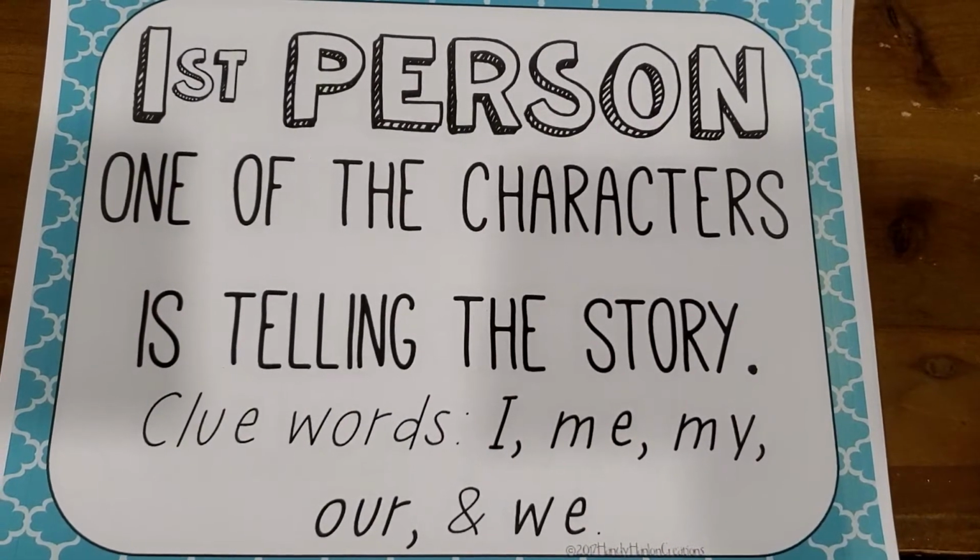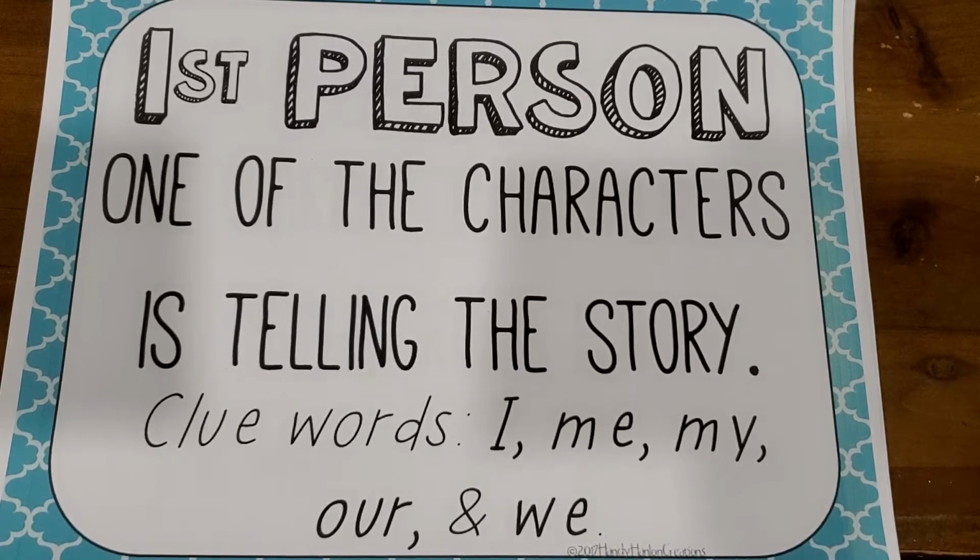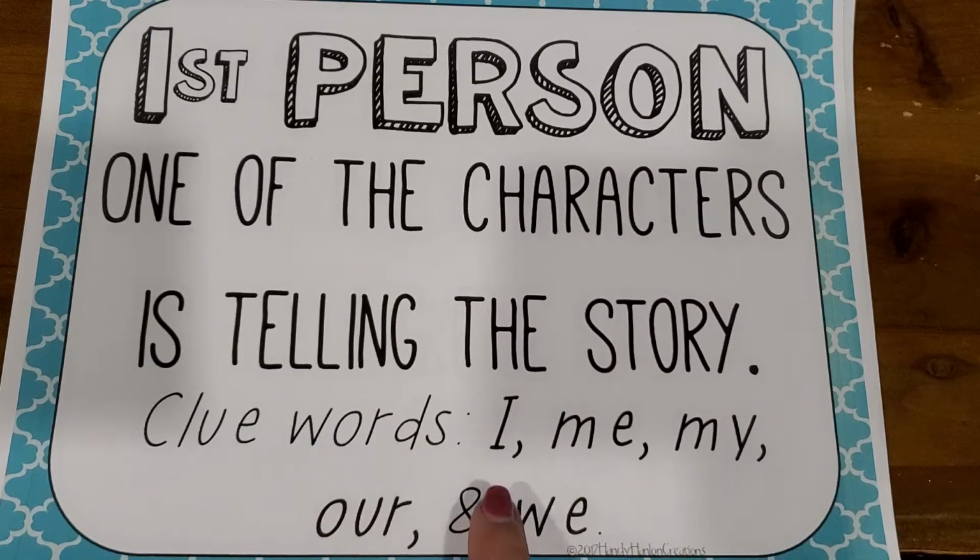The first person point of view is when one of the characters is telling you the story. So if somebody in the book is telling the story, that's called first person. One of the characters. You're going to know that because there's going to be clue words like I, me, my, our, and we. So if a character is telling the story, they're going to say, I did this or that, or me and my friends, or my bedroom, or our puppy, or we did this. You're going to see those kinds of words. So that's the first person. It's a first-hand account of what's happening. You're hearing it right from the person telling the story. That's first person account.